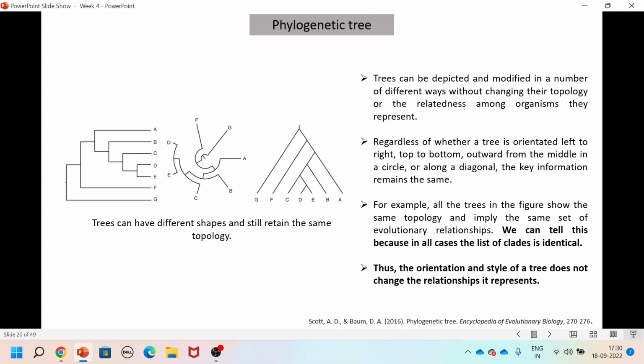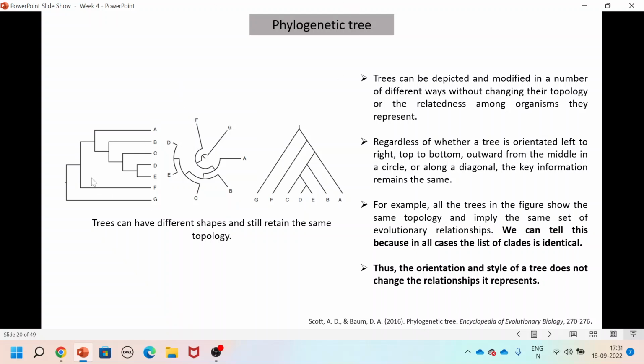Now there are certain properties of a phylogenetic tree, and I'll describe them. They show the relatedness, whether and how much they are related. They also show a timeline, which we'll discuss later: at what point in time these species might have evolved from the previous species, and how much evolution these species have undergone.